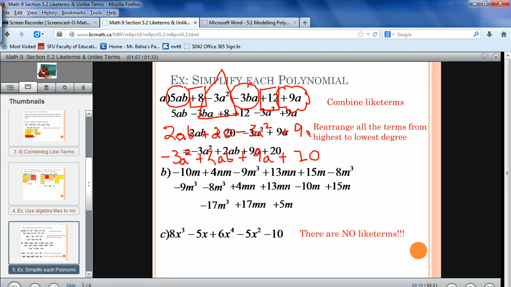And this last one here, there are no like terms. X cubes, no one else. Regular x's, nobody else. X to the 4, no one else. X squared, no one else. Just constant, nobody else. So what you should do is put it in the right order. Again, you rearrange from the highest to lowest degree. So that will go first, the cube will go second, the squared, the single, and then the constant.